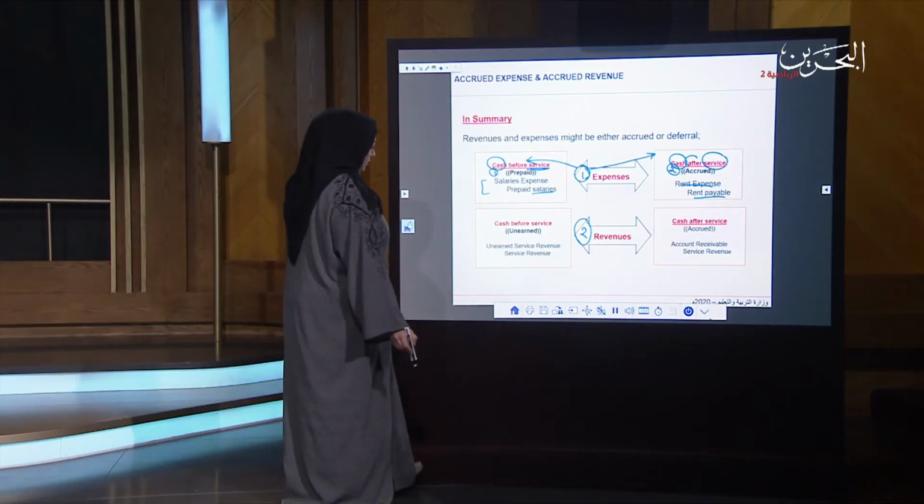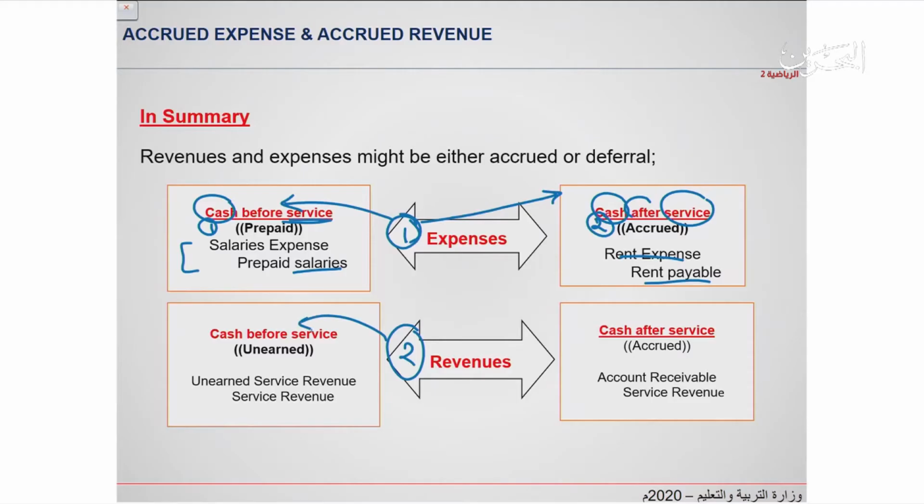The second, for the revenue, you have two types of revenue. You have cash before service and you have cash after service. Cash before service means unearned. What do you put in the entries? You put unearned service revenue in the debit side. In the credit side, you put service revenue. And cash after service means accrued. You put in the debit side accounts receivable and in the credit side you put service revenue.